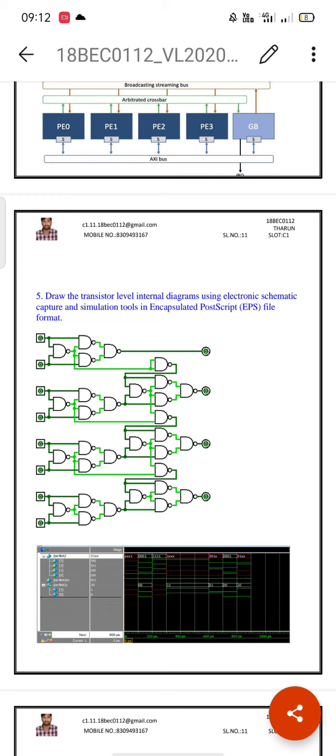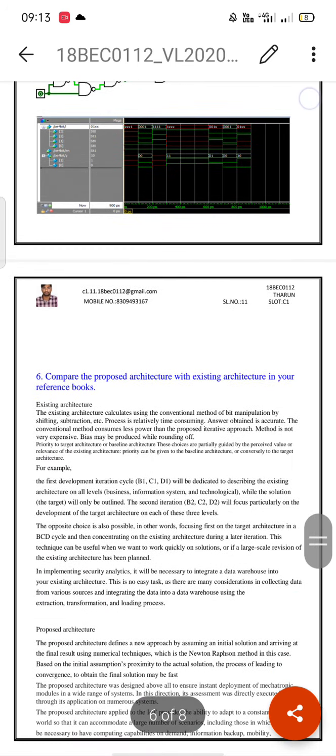And this is the internal diagrams using an electronic schematic capture, and this is the simulation of this diagram. And the sixth question is, compare the proposed architectures with the existing architectures in your reference books.